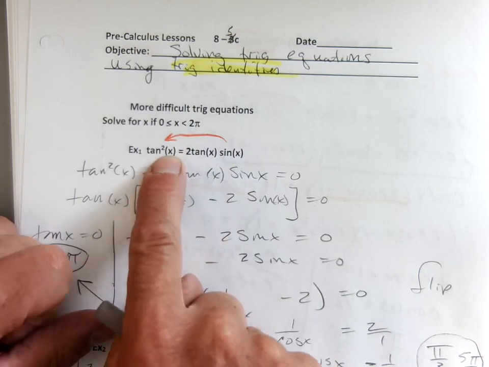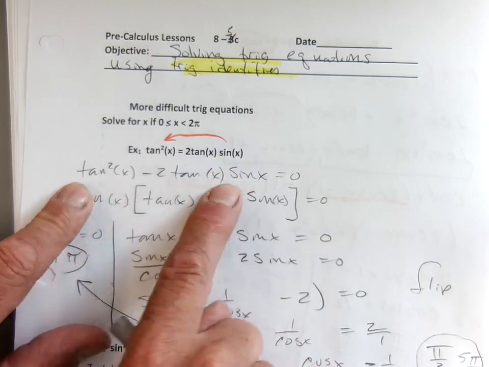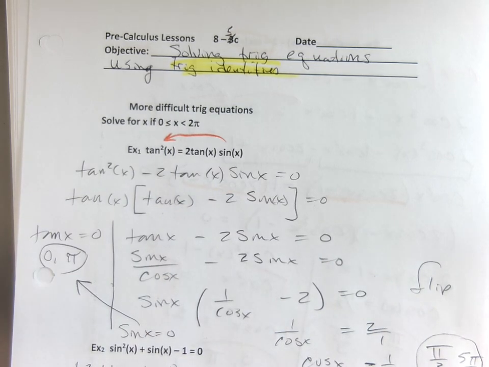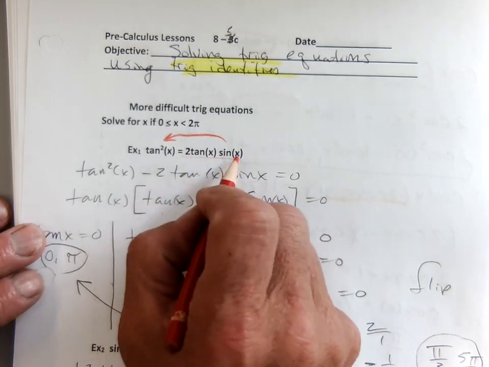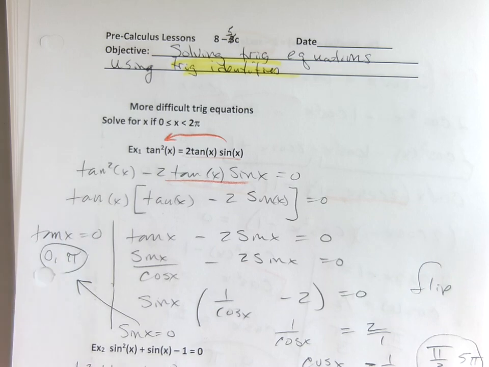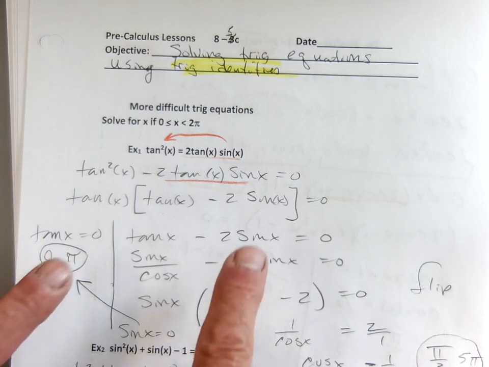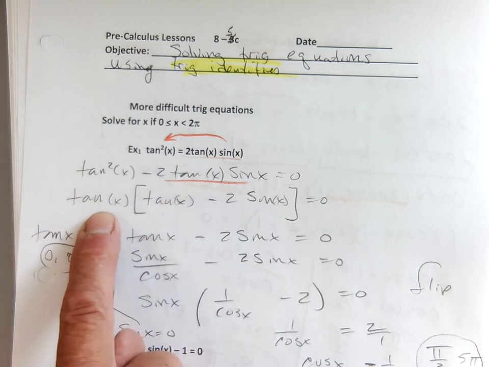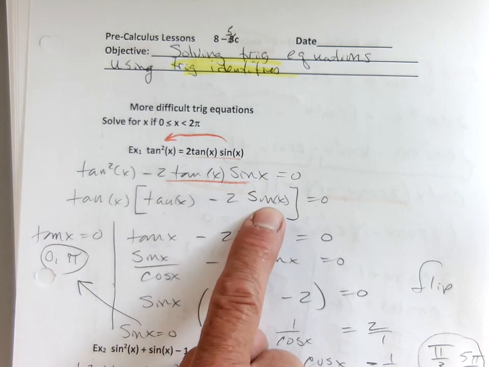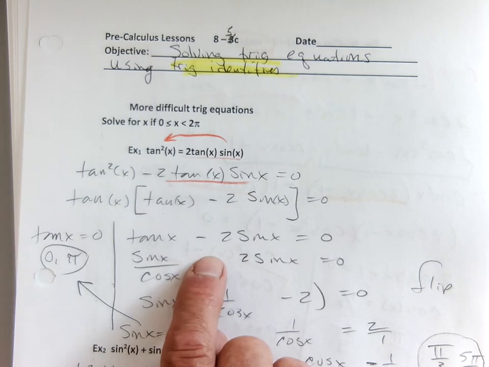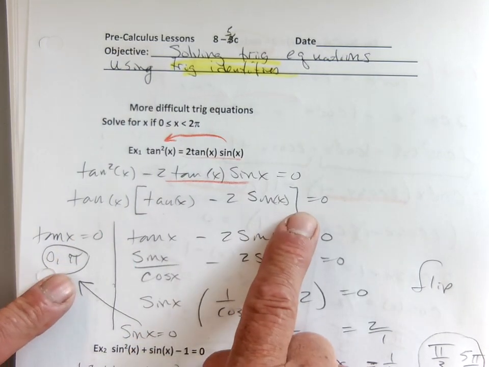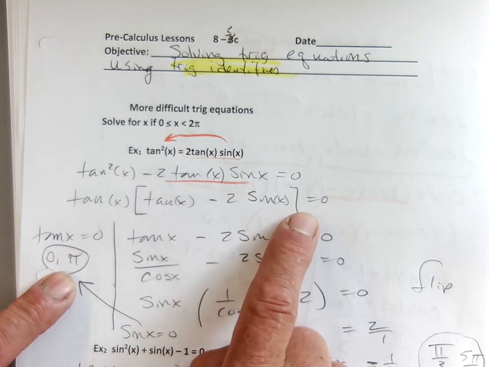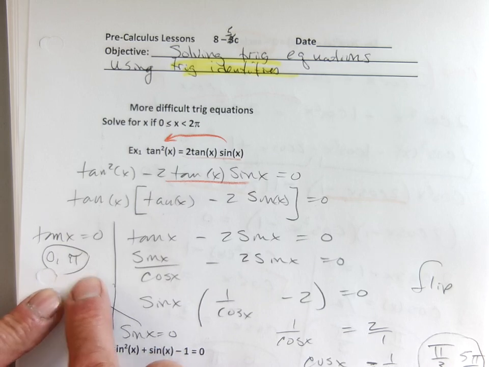So I brought it over, subtracted it, so it's over here on this side. So this is right there now, okay? And then by doing that, they both have a common tangent. I factored a tangent out of it, and I'd be left with tangent minus 2 sine. I've got my mini equations. I've got tangent equals 0, and that happens on the unit circle at 0 and pi radians.